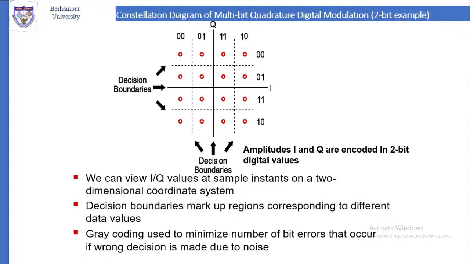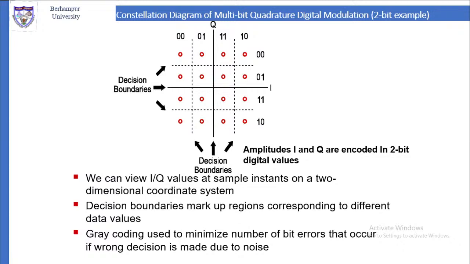Now let me come to the constellation diagram of multi-bit quadrature digital modulation. Here we will take a 2-bit example, but we can expand this to multi-bit examples. So what we are doing is designing the decision boundaries both in x and y. In x we have 00, then 01, 11 and 10. X means it is I, in-phase, and y is Q, quadrature.